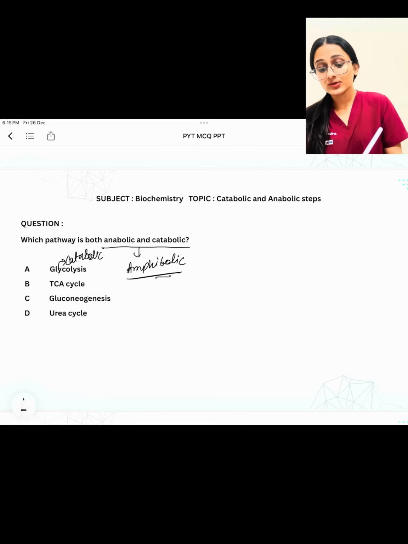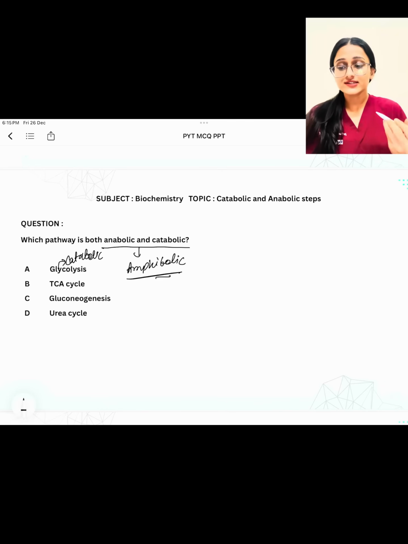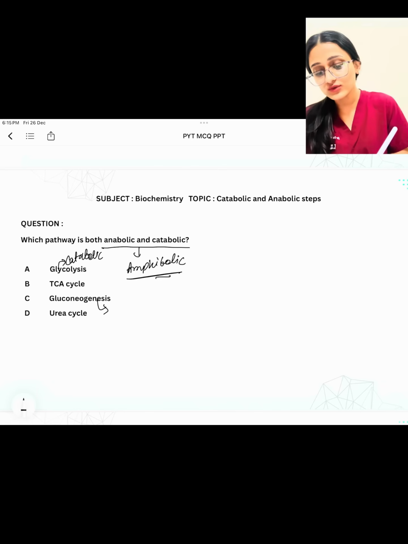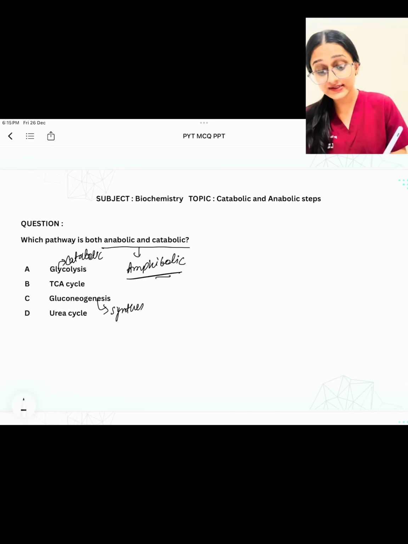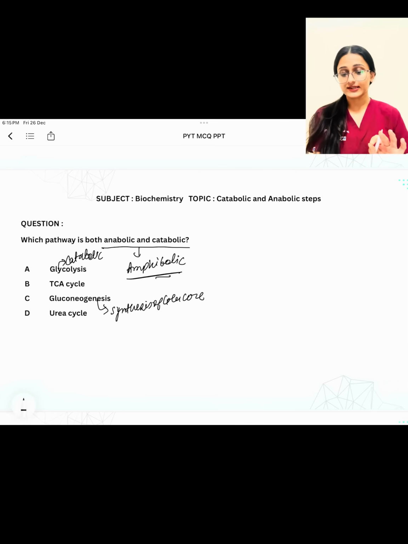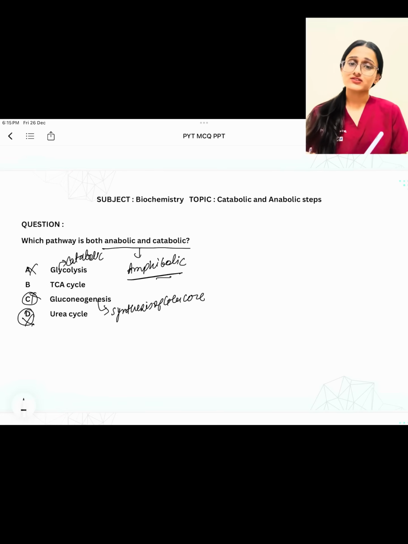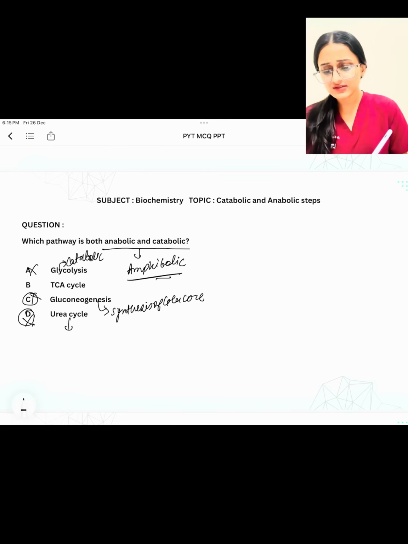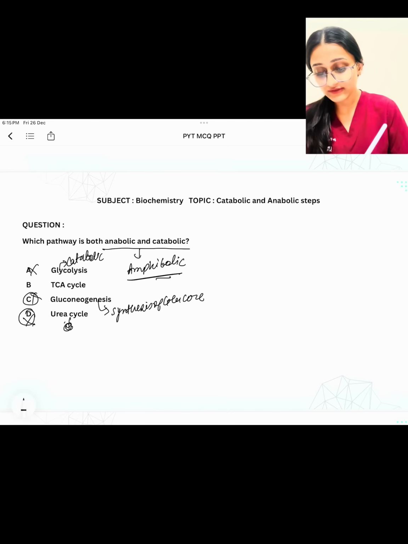Okay. What about gluconeogenesis? What do you know about gluconeogenesis? Gluconeogenesis means synthesis of glucose from non-carbohydrate sources. Basically, it is synthesis of glucose, so it is anabolic. So it is not both. So this is not the answer. Urea cycle is just not an amphibolic pathway. It is just a detoxification pathway for ammonia. So definitely this is not the answer.